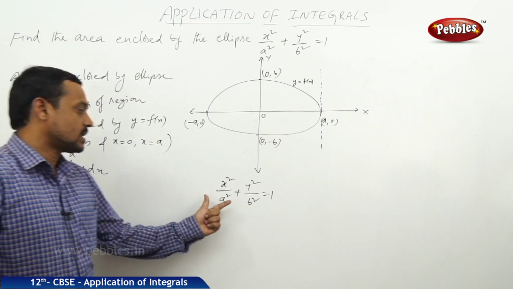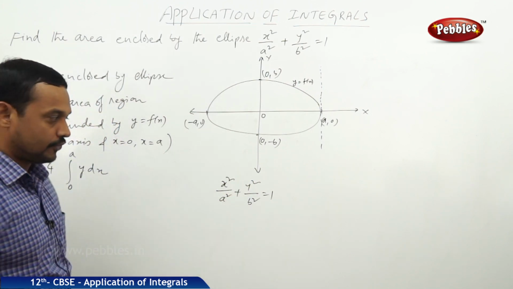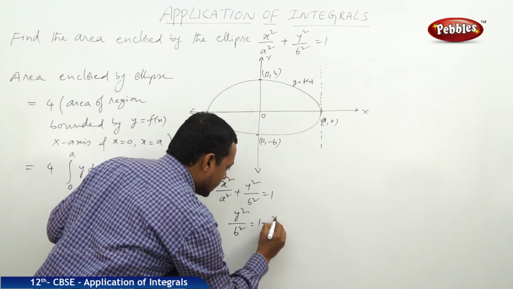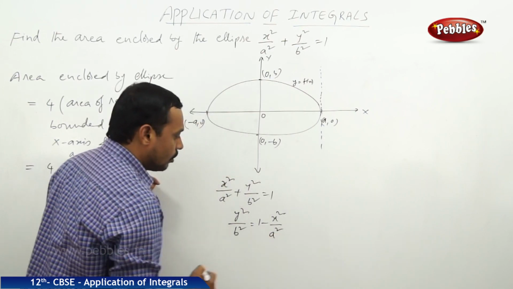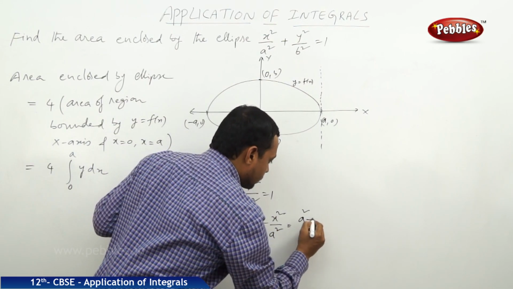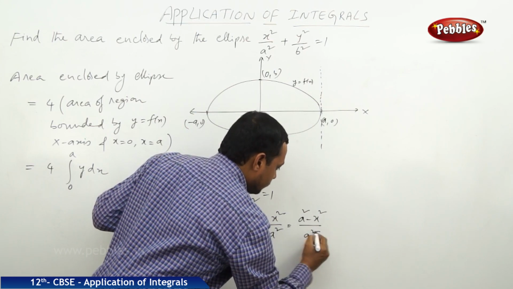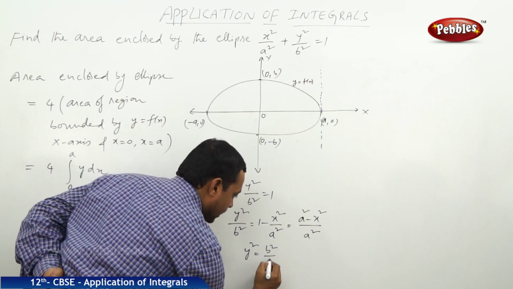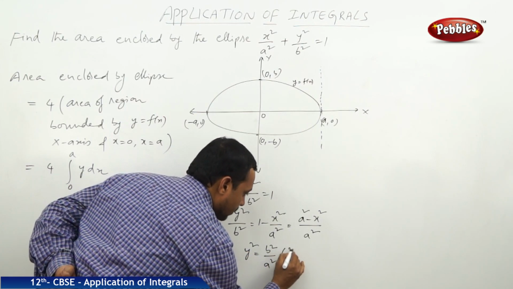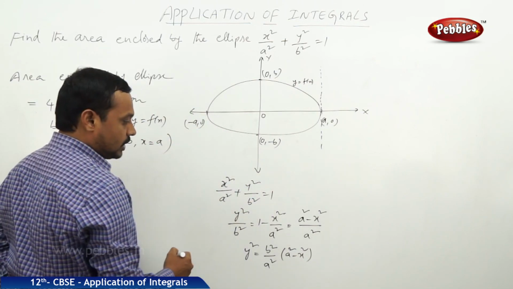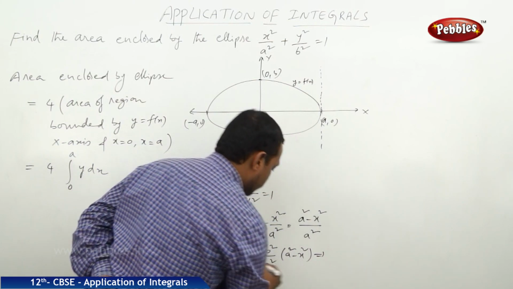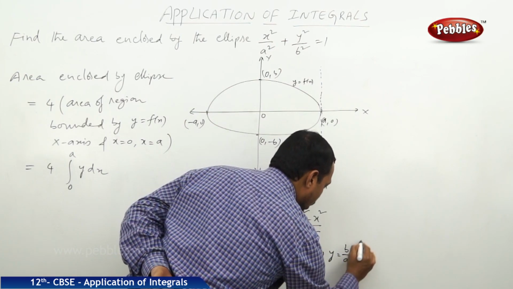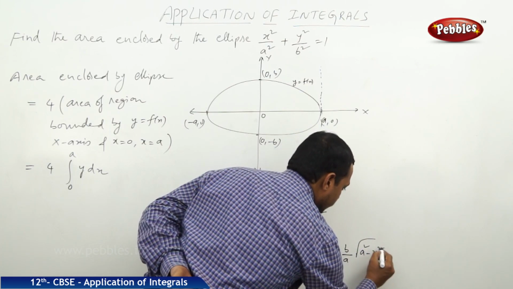Now we have to express this curve in the form y = f(x). For that, y²/b² = 1 − x²/a². Now, when we take the LCM, it is (a² − x²)/a², and cross multiplying b², y² = (b²/a²)(a² − x²). Now, taking square root on both sides, y = (b/a)√(a² − x²).